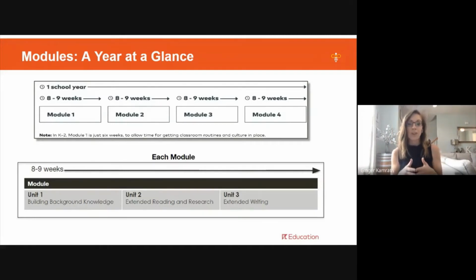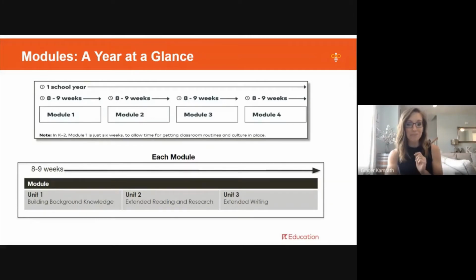In Unit 2, they are beginning to extend that learning, and this is building on the content and going deeper into that topic, pulling in a research component or looking at the topic from a different lens. And then in Unit 3, your students are taking all of this expertise they now have on this topic, and they're using that to formulate a writing piece. And this will be considered their final performance task for that module, and we'll talk about that in a little bit.